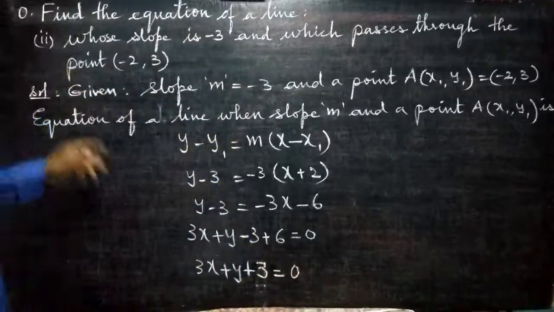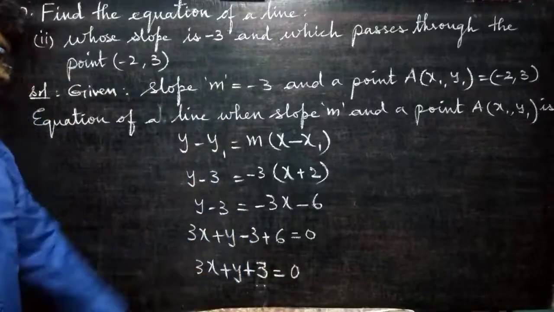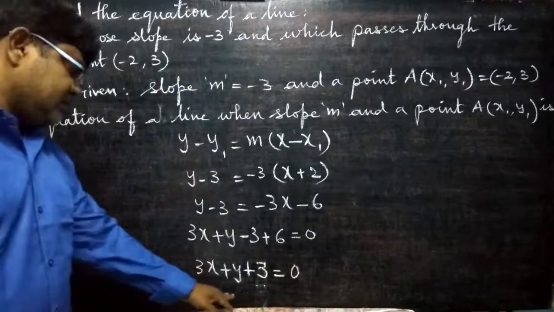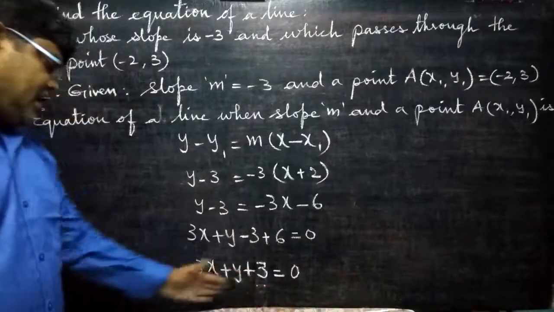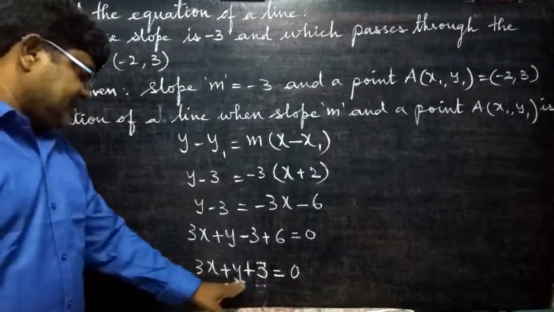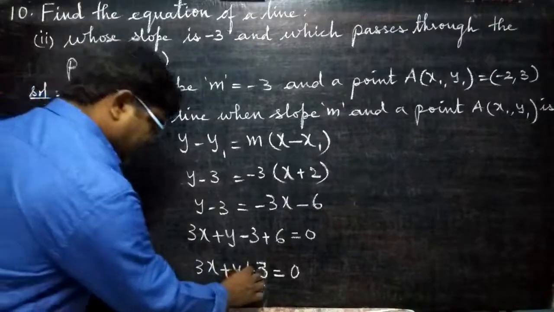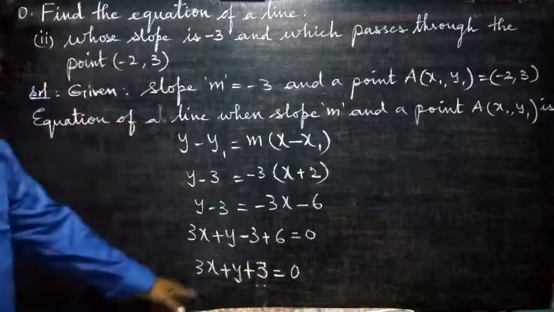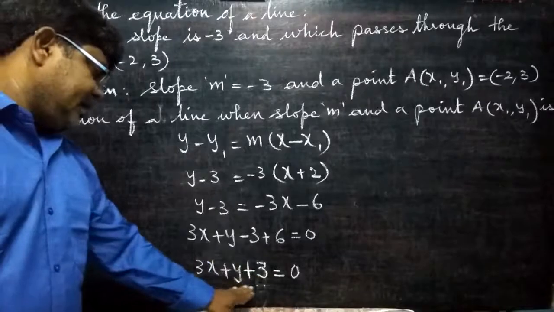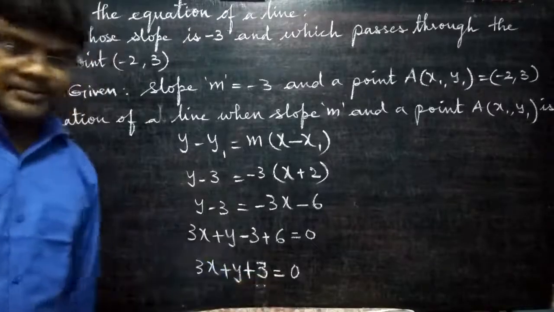They told us to find the equation of a line, and we got the equation of a line. If you want, you can also write 3x plus y is equal to -3, which is also correct. The general form is ax plus by plus c is equal to 0, so keep it like this only: x, y variables and a constant.